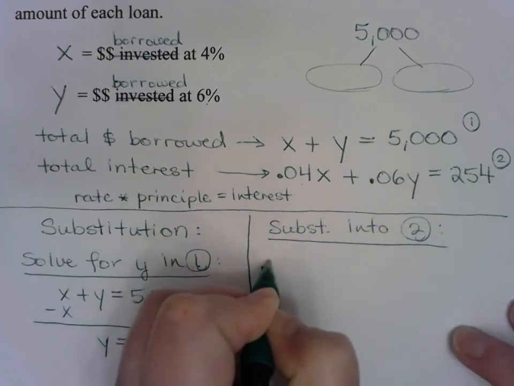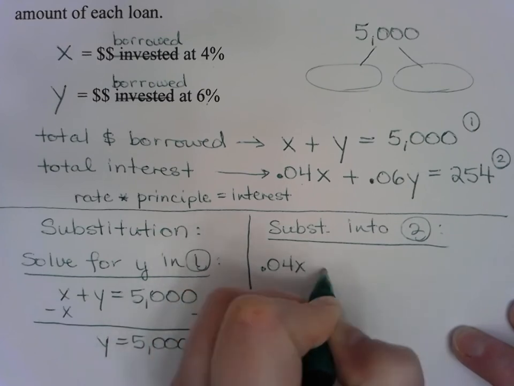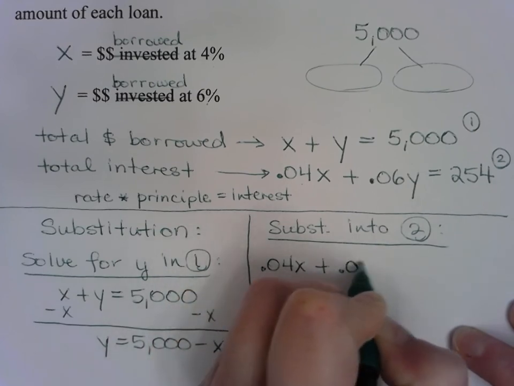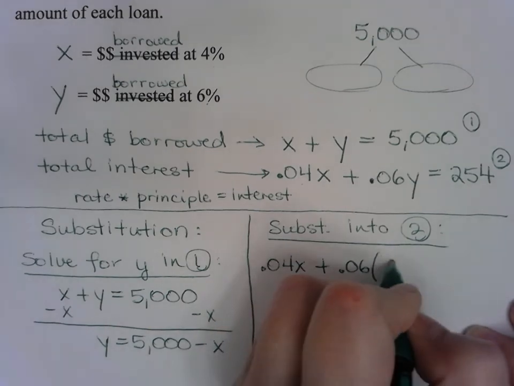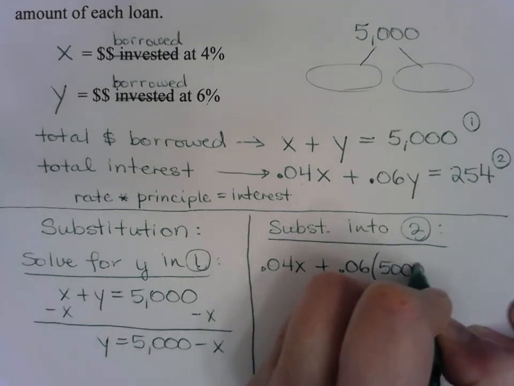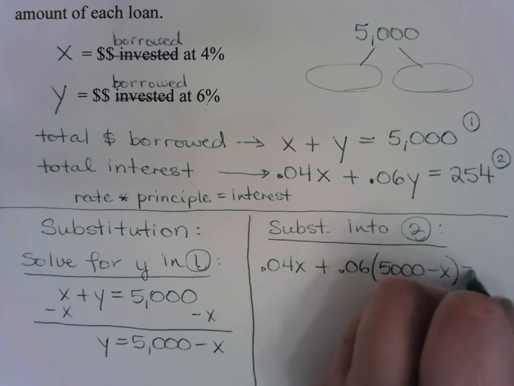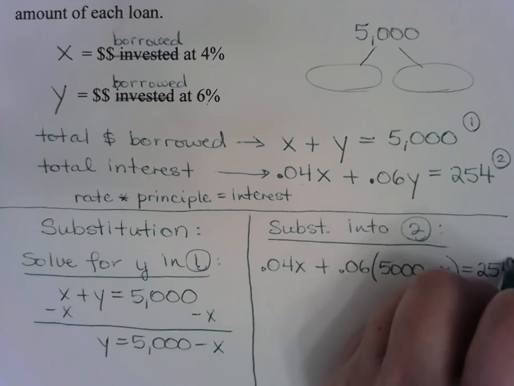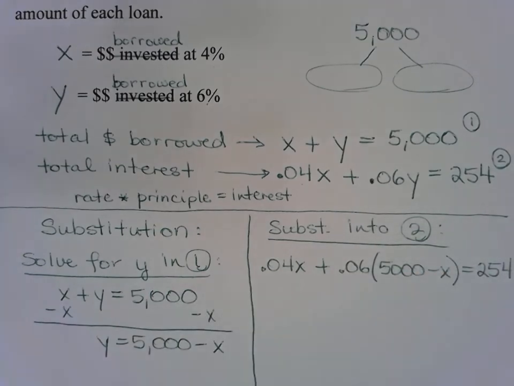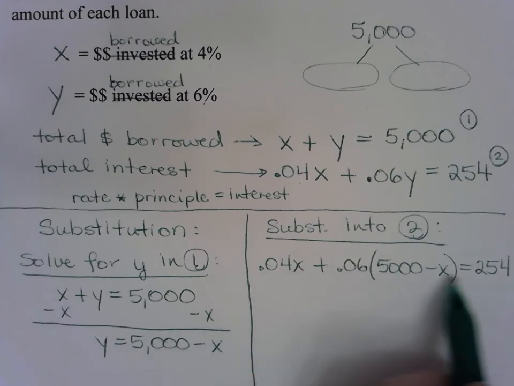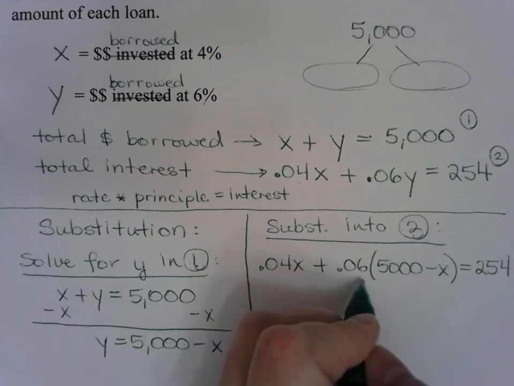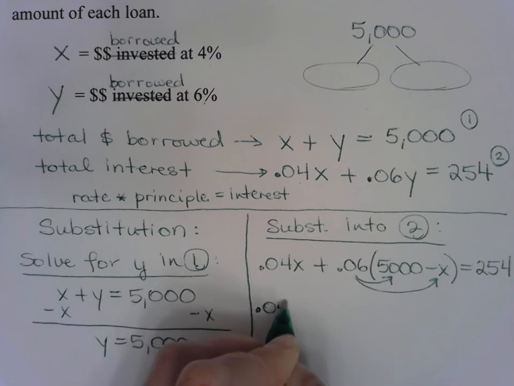So I have 0.04x plus 0.06, and instead of putting in the y, I'm going to put in the 5,000 minus x equals 254. And this is what I was going for, right? Remember, the whole point is to be able to solve for the variables one at a time. I only have x's now, so I can go ahead and solve this just like a regular equation.